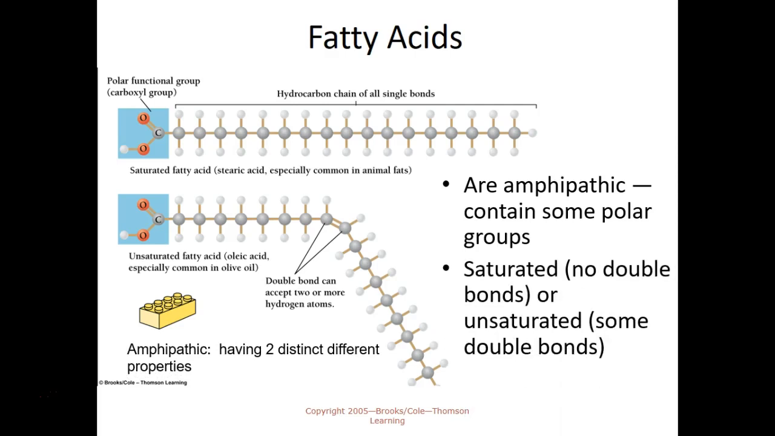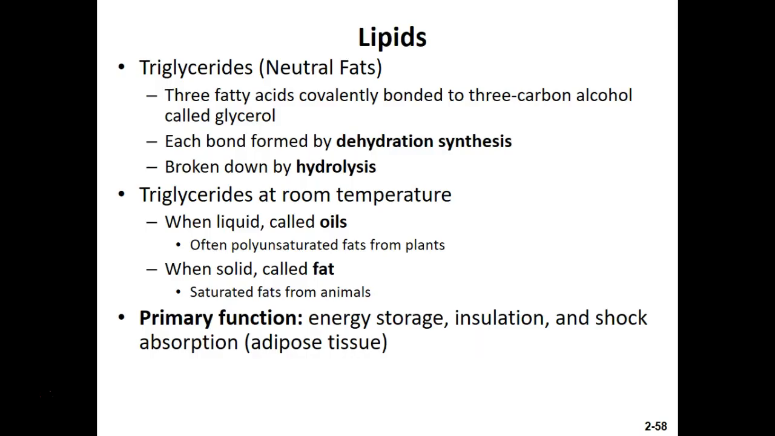If fatty acids have hydrogens surrounding all of the carbons on all sides, then they are called saturated fats. If there's a double bond anywhere in the fatty acid chain, then it's called an unsaturated fat. So saturated fats are typically seen in animal fats, whereas unsaturated fats are typically seen in plants.